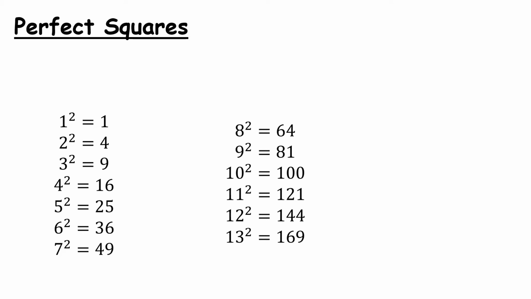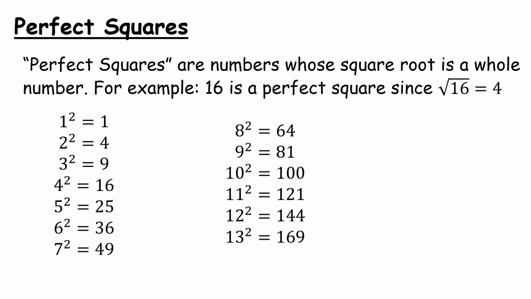So 1 is a perfect square, 4, 9, 16. A perfect square is a number whose square root is a whole number. For example, 16 is a perfect square since the square root of 16 is 4. So I would definitely make sure that you know all the way up to 169. So we have 1, 4, 9, 16, 25, 36, 49, 64, 81, 100, 121, 144, and 13 squared.